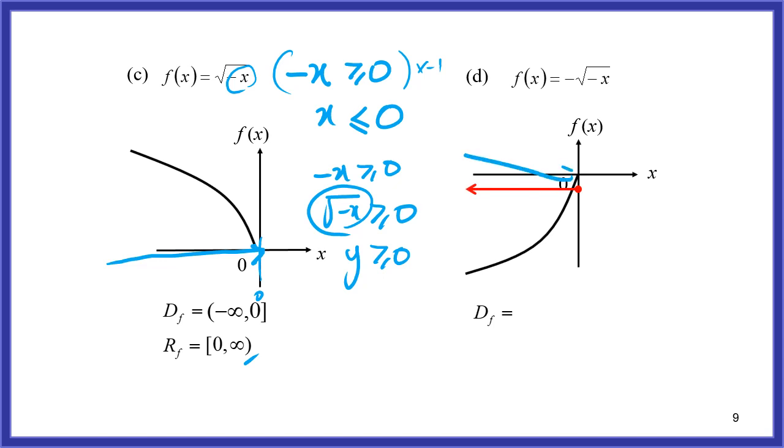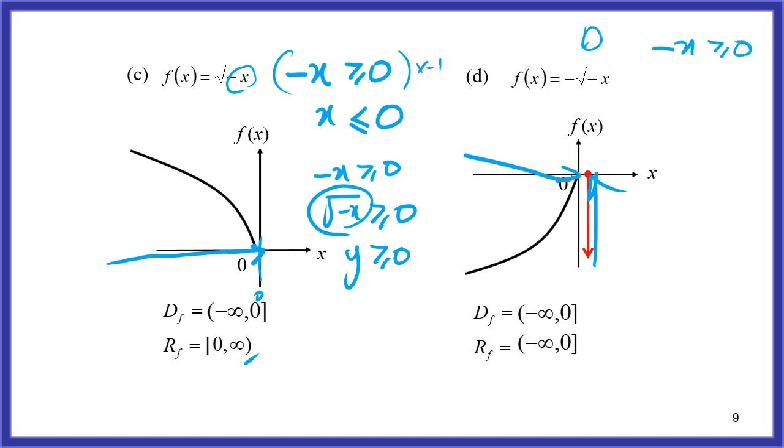Negative infinity up to 0, so for the range, stop at 0. The highest value for y is 0. If we use the algebraic method, everything under the root should be more than or equal to 0, so negative x is more than or equal to 0. This is for the domain, so x should be less than or equal to 0. That's why we have this domain.